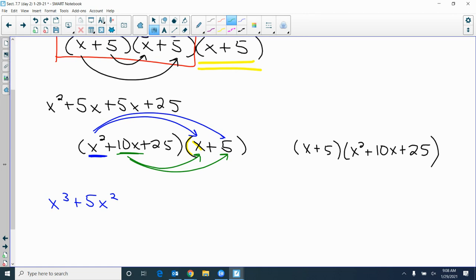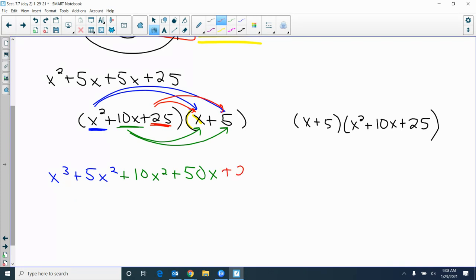Is the rest making sense? Gives you plus 10x squared plus 50x. Preston, why aren't I done? Because you have to take the 25 times both of them. So there will be a 125, there will be an x cubed, but there's a heck of a lot of other stuff going on.